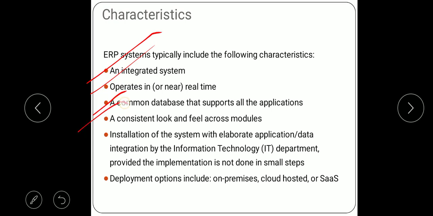A consistent look and feel across modules. So all the modules will have a consistent look, as all the departments or all the modules will work together under the same umbrella. Next, installation of the system with elaborate application or data integrated by the information technology department, provided the implementation is not done in small steps. Next, deployment options include on premises, cloud hosted, and or SaaS.